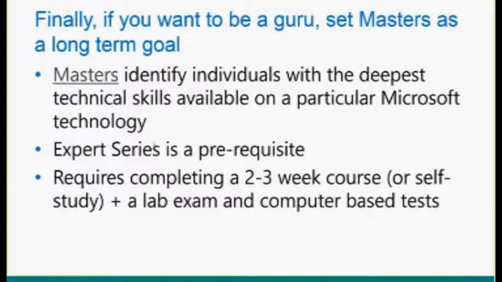To get a master's, you'll need an expert level as a prerequisite. To get an expert, you need an associate as a prerequisite. And in addition to that, you either have to take a 2 to 3 week course or study on your own, equivalent to basically 2 to 3 weeks' worth of course material. So there's a lot of material to study. You learn a lot by going through this process. And then you have to prove you've mastered the content by doing a knowledge exam as well as a lab exam.